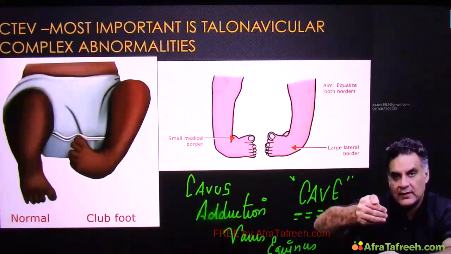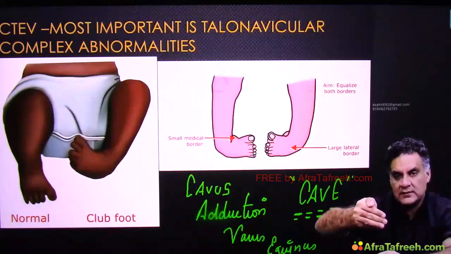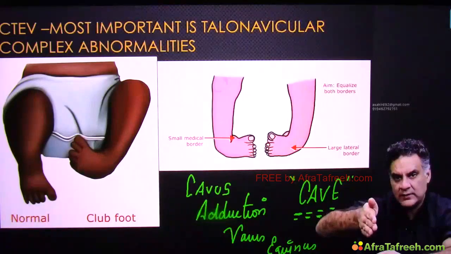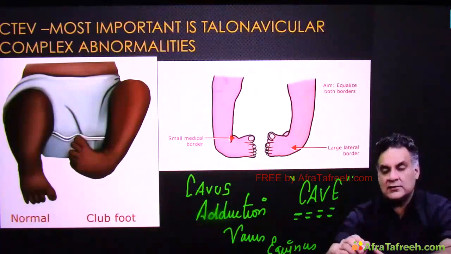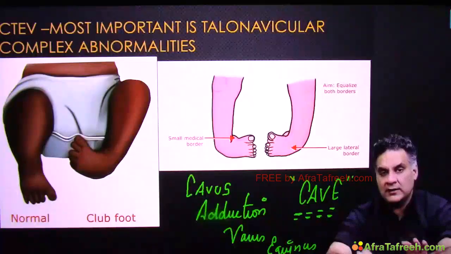When you correct, first correct the arch. As the arch is corrected, start correcting the adduction. Then correct the varus, then the equinus. If you do not correct in this order, rocker bottom foot will occur.